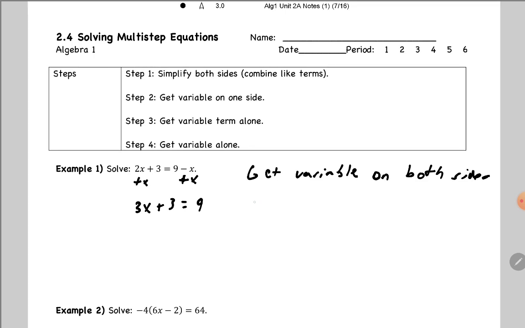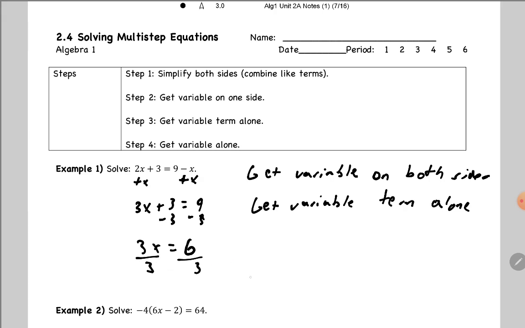Now we're going to get the variable term alone. So we're going to get rid of this plus 3 by subtracting 3 from both sides. And we'll get 3x equals 9 minus 3 is 6. Divide both sides by 3, and we'll get x equals 2.